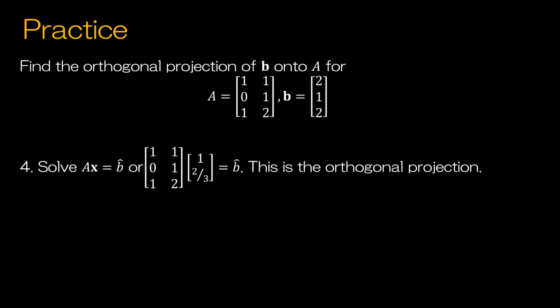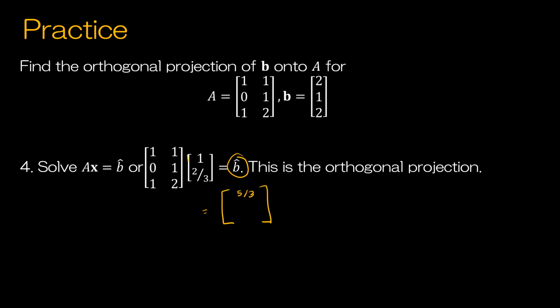You might also be asked to find the orthogonal projection of B onto A, and again, that is just using our equation, AX equals B hat. This is A and this is X, those are the two values we already found, and it is equal to B hat. So all I have to do is matrix multiplication. I've got 1, 1 times 1, 2/3. That gives me 1 plus 2/3 or 5/3.